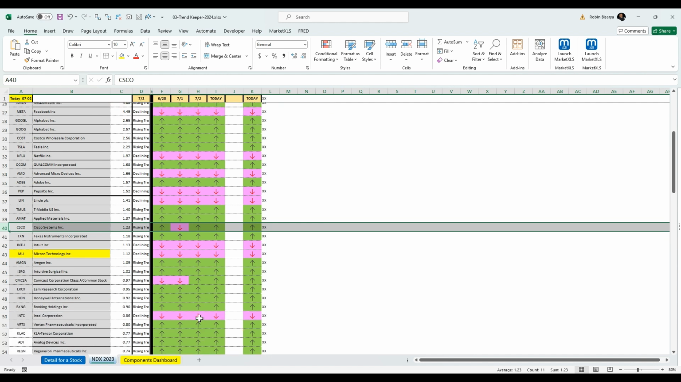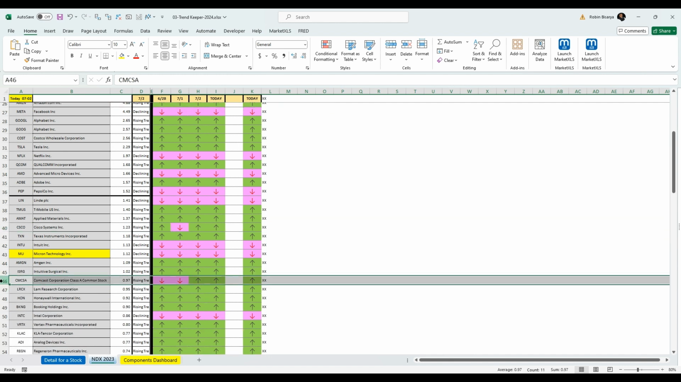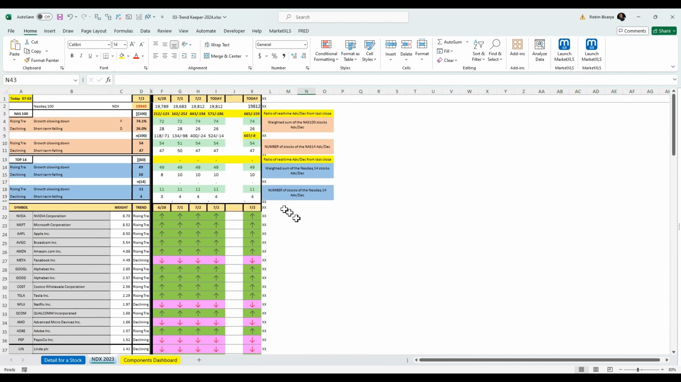This tool is very useful because it allows you to create your own metrics and use this data in your strategies. Thank you. And that's all for now.